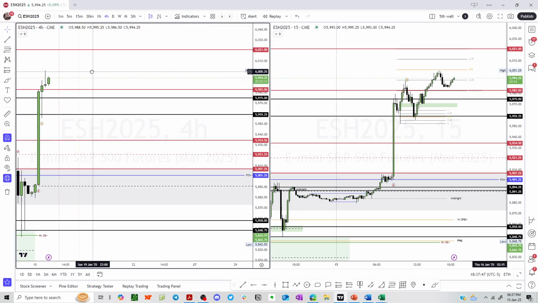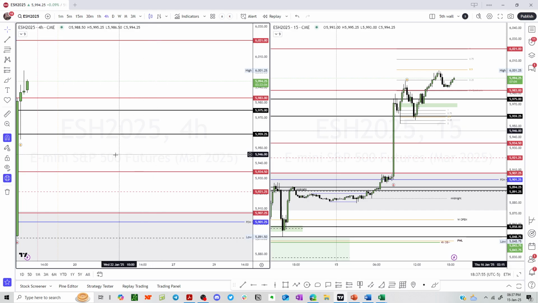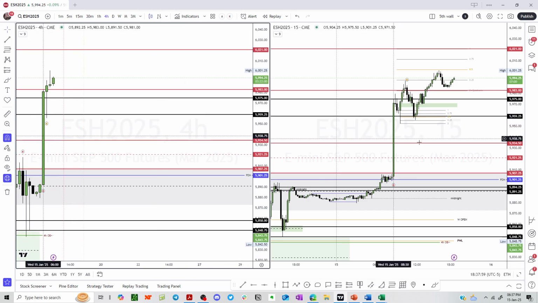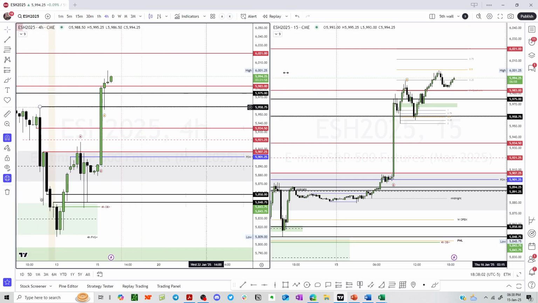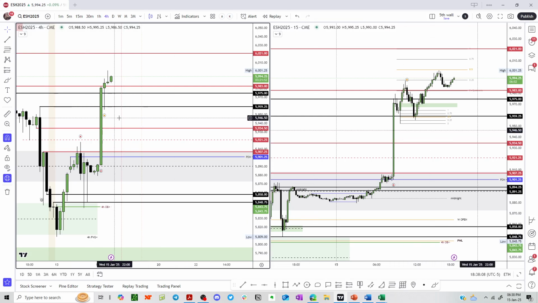Today we will review price action for today, January 15th, 2025 on the E-mini S&P 500 futures, the March 2025 contract. This is the 4-hour chart here, and this is the 15-minute. I'm going to take that off because the chart is already crowded, and this is how you do it. Already a little noisy.